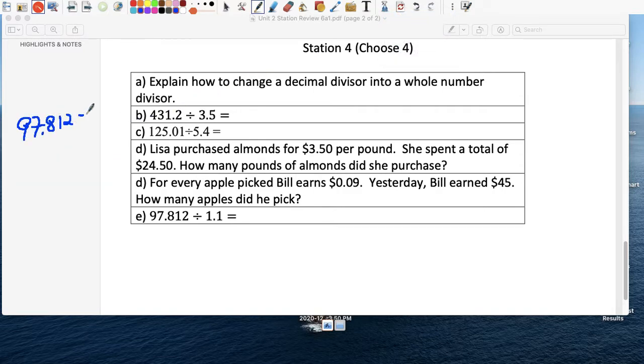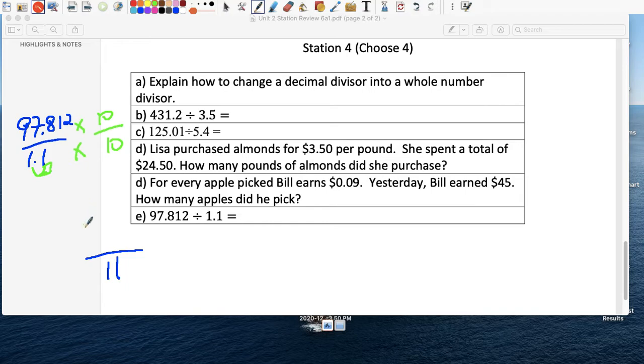So again, let me write it as a fraction. Remember, we want the divisor here to change. So we want that 1.1 to change to 11. So what am I going to multiply top and bottom by? Well, there's 1 decimal place. I multiply by 10, which means I multiply the top by 10. So the decimal moves 1 over. And it becomes 11.